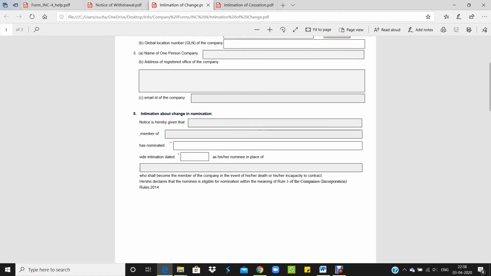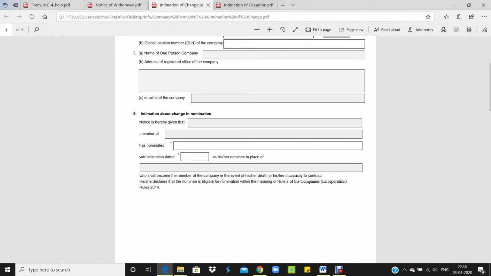Okay. Notice is hereby given that here the name of the member of the company has nominated the new nominee's name, and based on the intimation, he will give the date on which he has appointed. That intimation date he will give here, as or his nominee in place of.